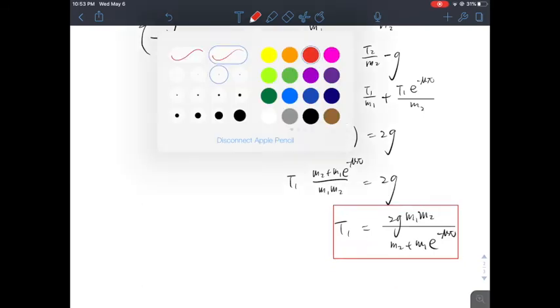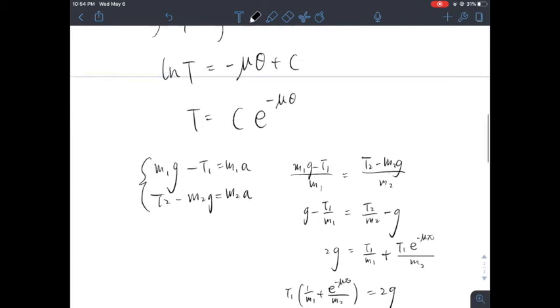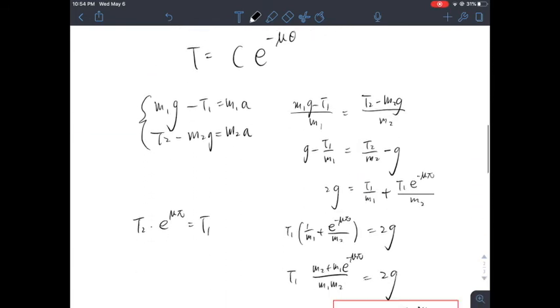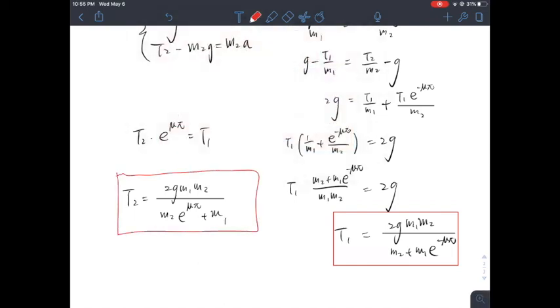Now let's solve for T2 and a. We know T2 is equal to T1 times e to the negative mu pi. If we multiply both sides by e to the mu pi, we get T2 times e to the mu pi equal to T1. So all we need to do is take T1 divided by e to the mu pi. We know the expression for T1, so we just divide it by e to the mu pi, and we get our solution for T2.